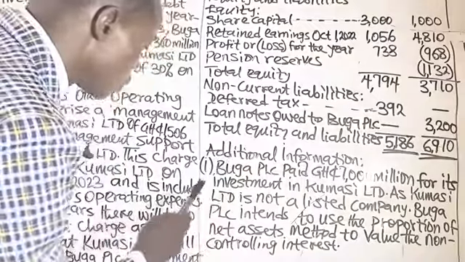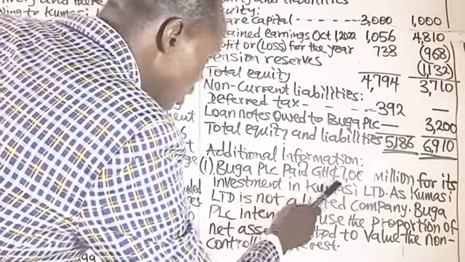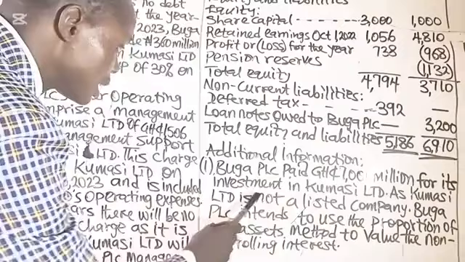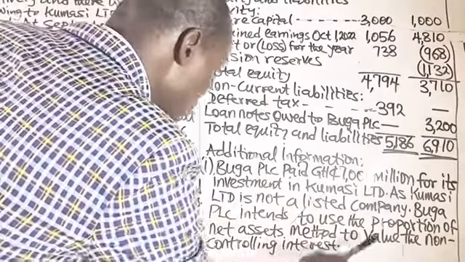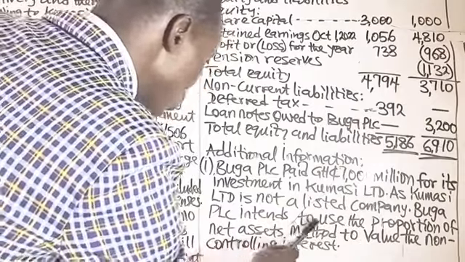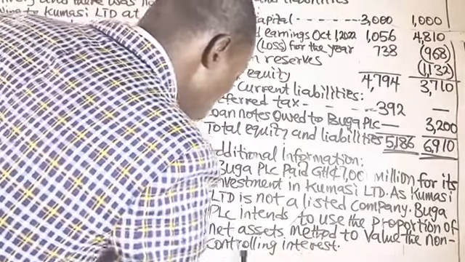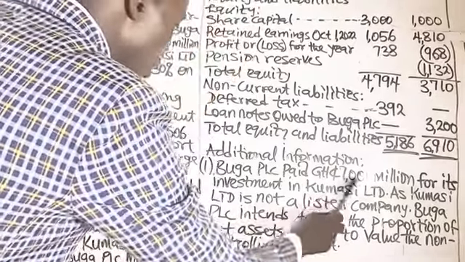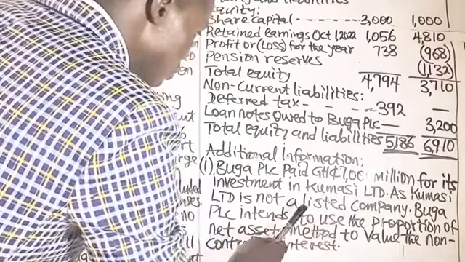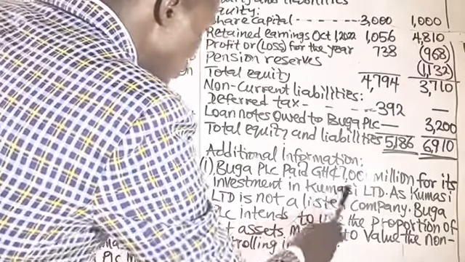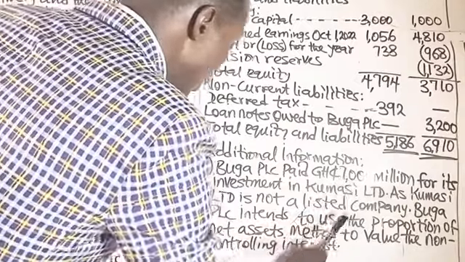Additional information. 1. Buga paid 7 billion Ghana cedis for its investment in Kumasi Limited. As Kumasi Limited is not a listed company, Buga PLC intends to use the proportion of net assets method to value the non-controlling interest. This is the consideration paid to acquire the investment in Kumasi Limited, and this consideration will be used in calculating goodwill on acquisition of Kumasi Limited.